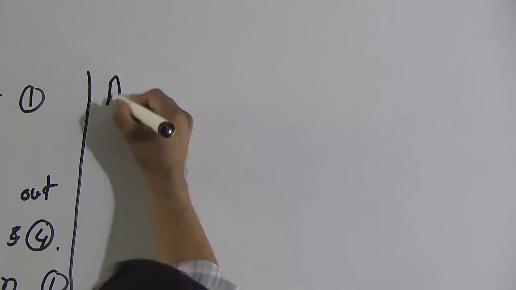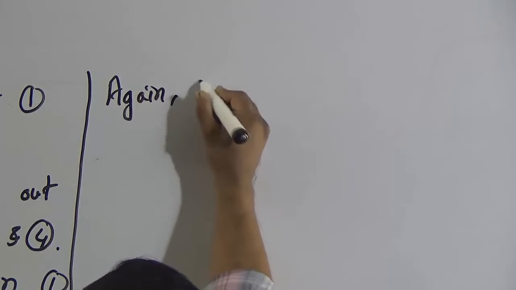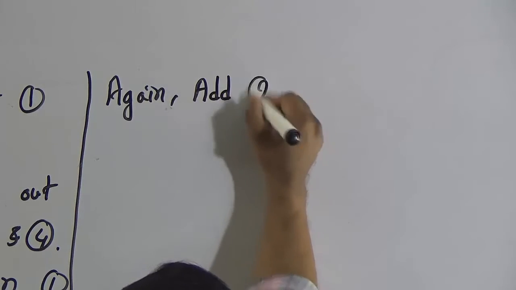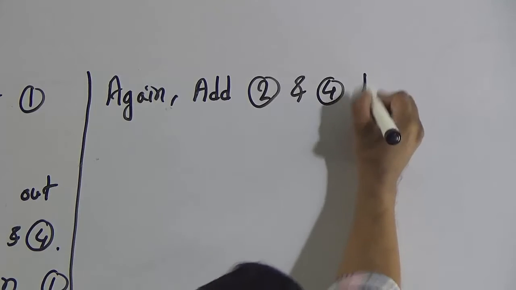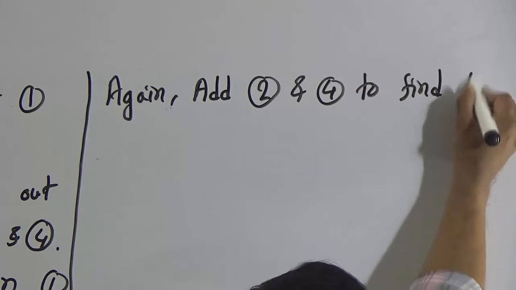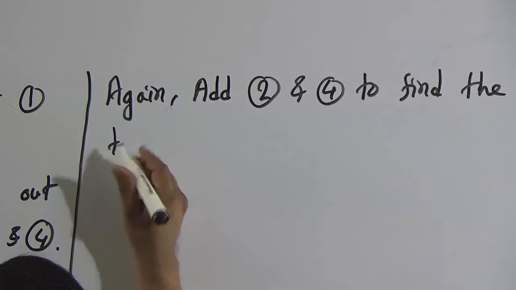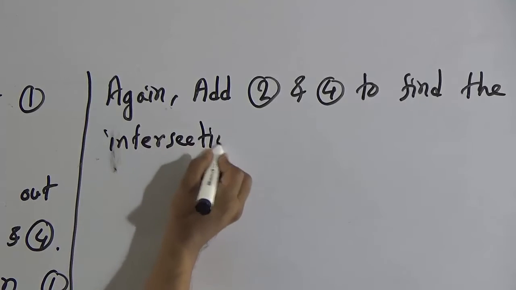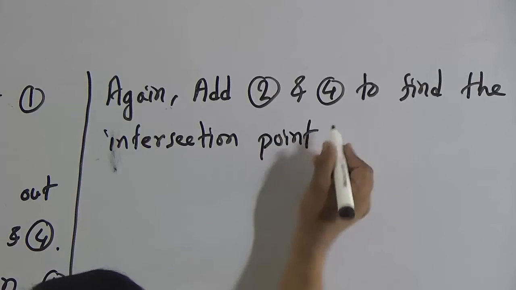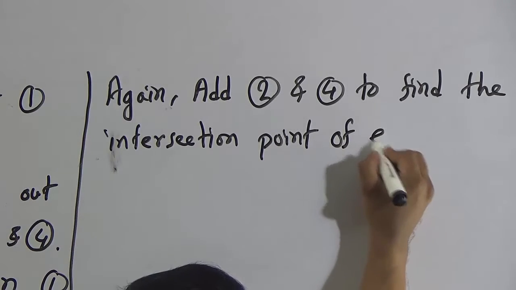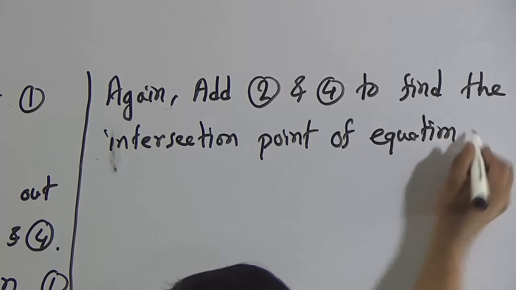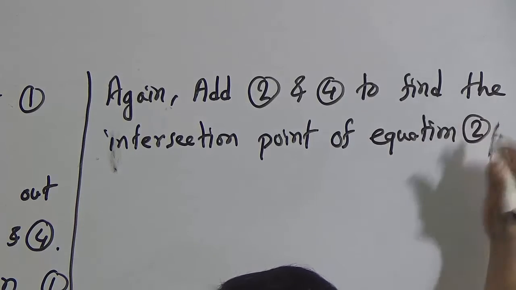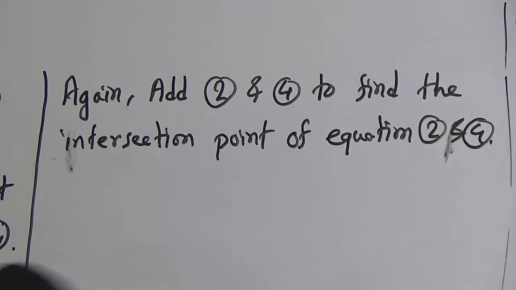Now again add 2 and 4 to find the intersection point. Sorry, it's the intersection point of equations 2 and 4. Okay, 2 and 4. Now add 2 and 4. 2 and 4 are given here in the left side. Look at equations 2 and 4. This is 2 and this is 4.